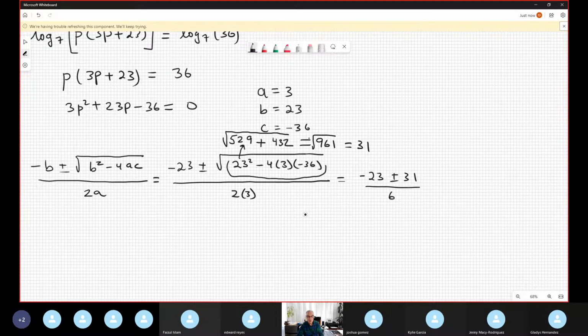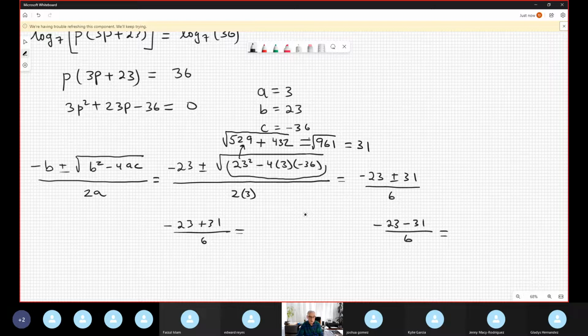I separate two pieces. Minus 23 plus 31 divided by 6. And minus 23 minus 31 divided by 6. Remember, this plus or minus is not good for me. I split in two pieces. Compute separately each piece, and that's it.